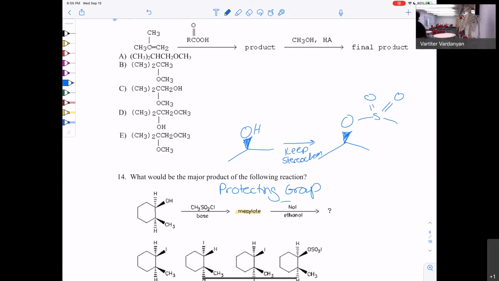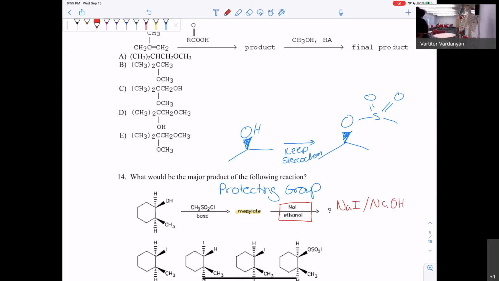So this second step of the reaction, I'll actually do it a different color. Do red. So NaI is what they're giving you. NaI, NaOH, NaBr, all of those things are going to be SN2 reactions that are going to replace the oxygen with either an I or an OH or a Br. And in SN2 reactions, we flip stereochem.